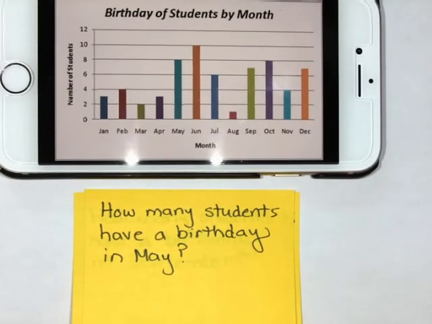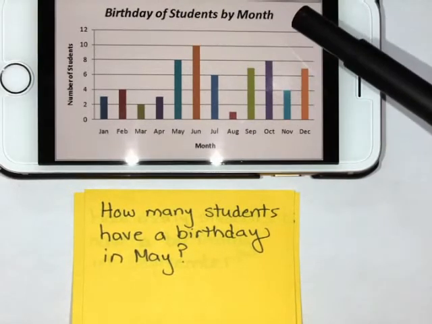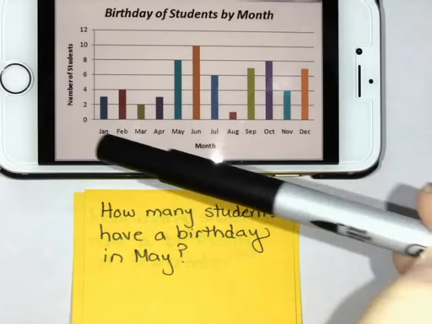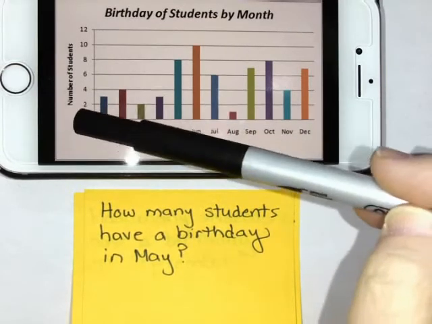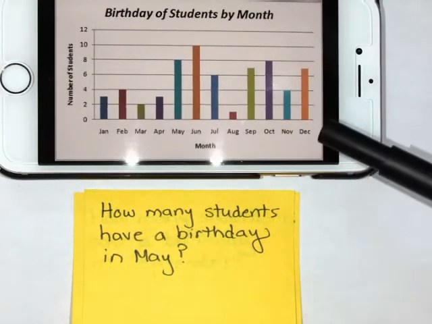Reading a bar graph. So this bar graph shows the birth dates of different students by what month they were born in. So along the bottom we have month, and along the side we have number of students, and then there's a bar for each one of those months.